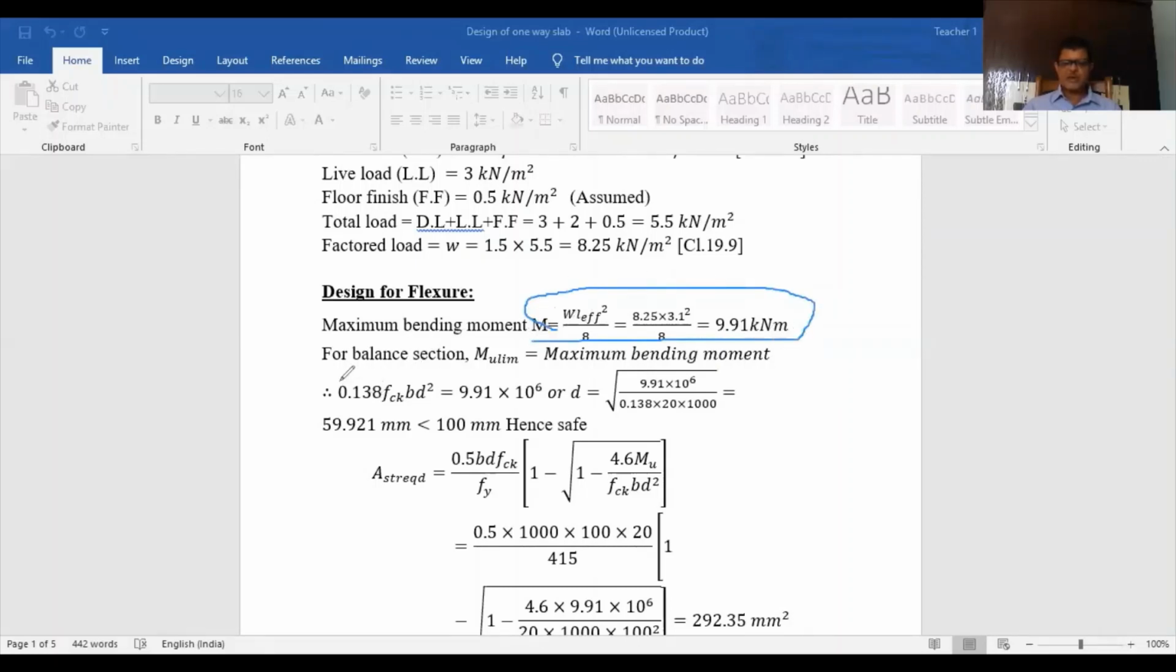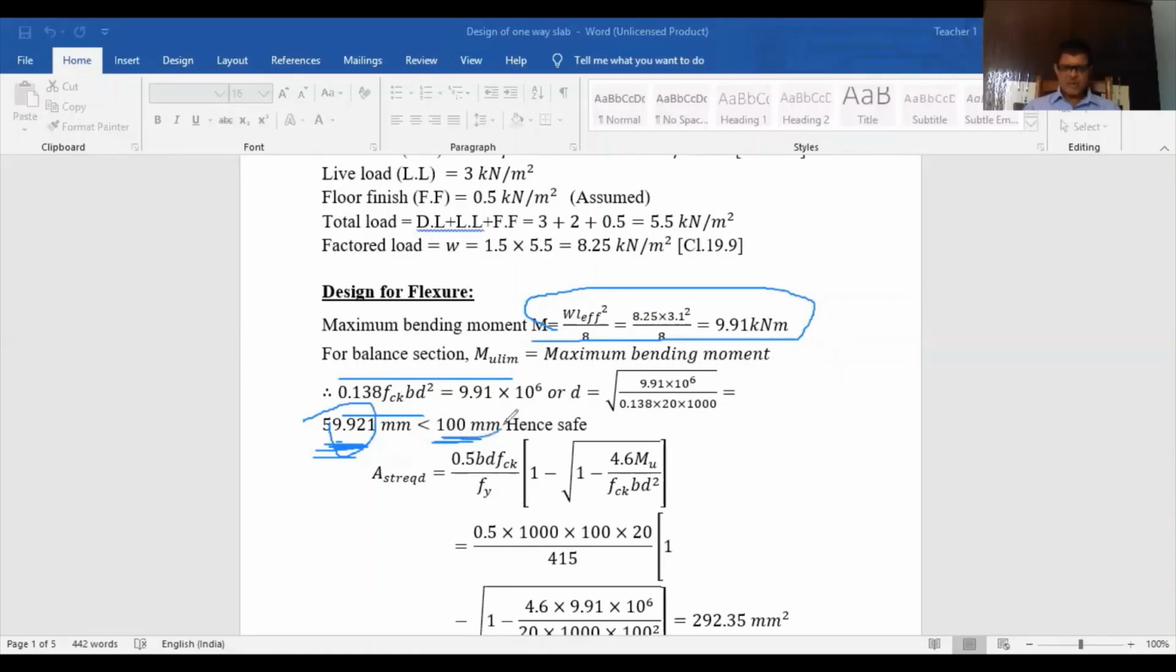So the maximum bending moment is equal to the limiting moment, that is 0.138 fck bd². From this, the calculated depth is coming only 59. You see the requirement of the depth. We have taken 100, you require only 60. So in this problem, if you take the depth of slab as 80 mm or even 90 mm, that will be safe, because the requirement is very less, 50 to 60 millimeter. So you have taken 120, you can take 100, you can take 90. This slab will also be safe in the design. You can redesign it.